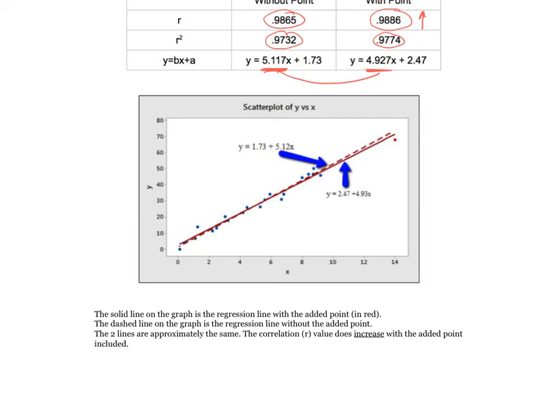So on our picture here, the solid line on the graph is the regression line with the added point, and the dashed line is without it. You can see that the point does pull the line down just a bit towards the point on that end, okay? But not really much of a difference. So either equation would give you basically the same prediction, okay? So that point is not super influential.